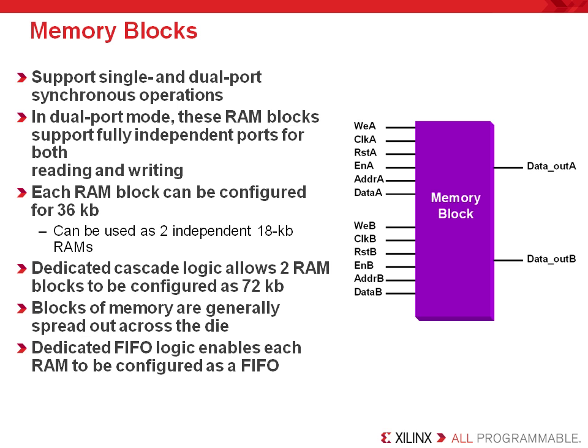Virtex-5 also has dedicated cascade logic that allows two block RAMs to be configured as a 72 kilobit memory. While these blocks of memory are generally spread out across the die in columns, this feature allows for larger memories to be made and enables higher performance. Also note that these block RAMs have dedicated FIFO logic associated with each block, so high performance FIFOs can be made without using any extra CLB logic.